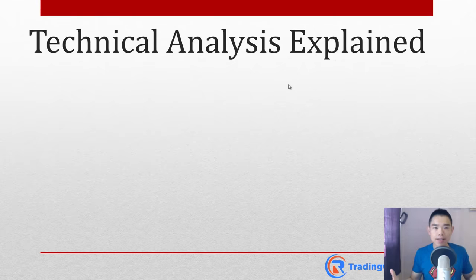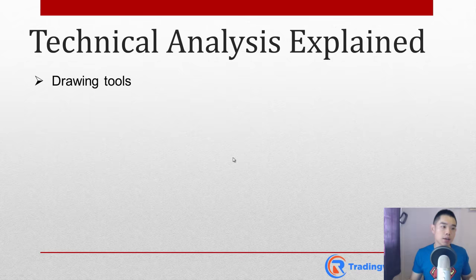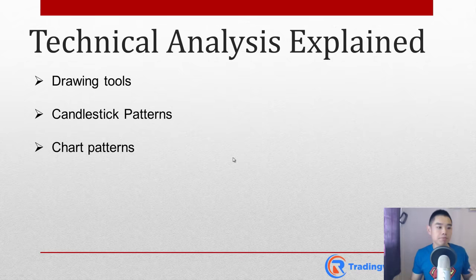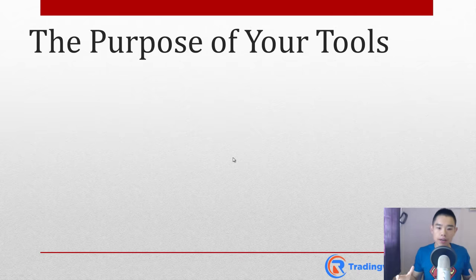So technical analysis can generally be broken down into a few categories. I call them number one, drawing tools. Number two, candlestick patterns, chart patterns, and indicators. The first thing that you must understand when you are using technical analysis is you must know the purpose of your tools. What is it for? Generally, the tools have one of a few purposes.